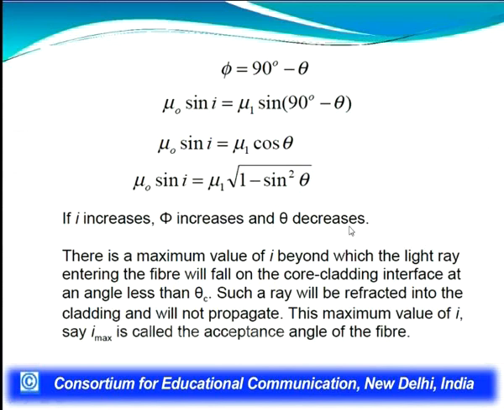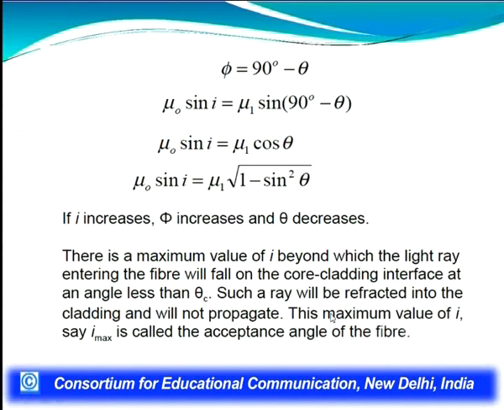Basically, theta represents the critical angle and phi is the reflection. Now there is a maximum value of I beyond which the light ray entering the fiber will fall on the core-cladding interface at an angle less than theta c.